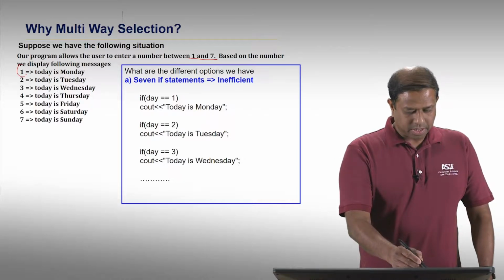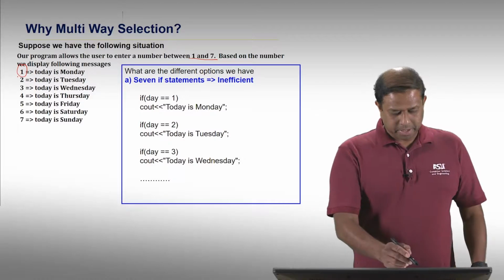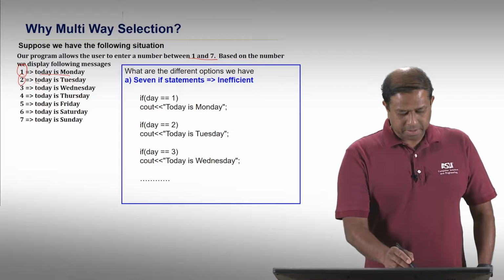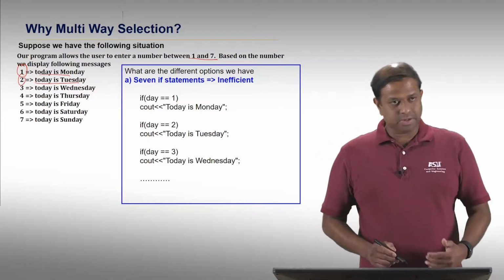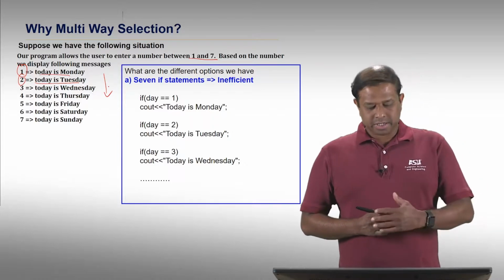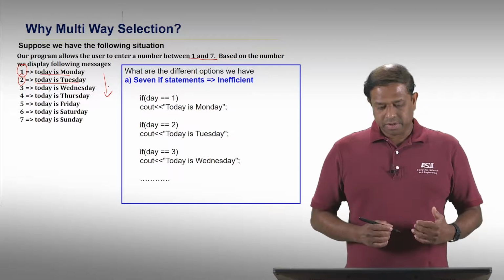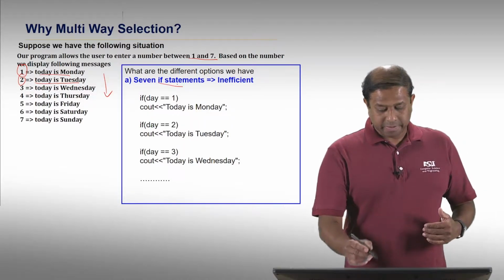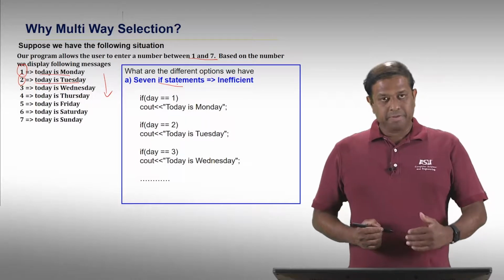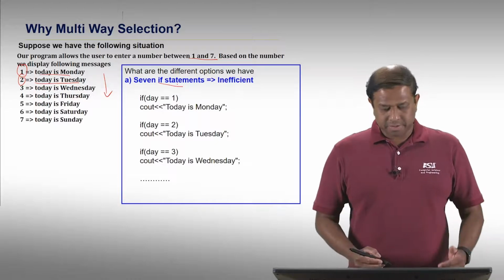So depending on the number that the user has entered, if number 1 is entered, we'll be displaying the message today's Monday. If 2 is entered, we need to display the message today's Tuesday, and so on and so forth. Now, when you're writing these constructs in C++, we can use some of the things that we already know. Perhaps we can use the if statement and maybe the if else statement. Right. But if you use the if statement, this is how the program structure would look like.